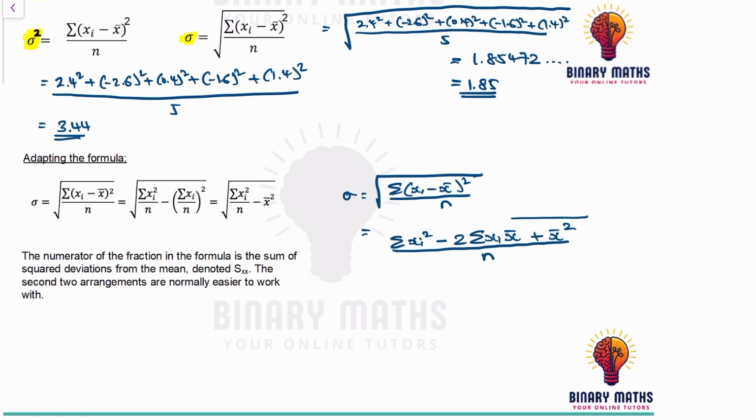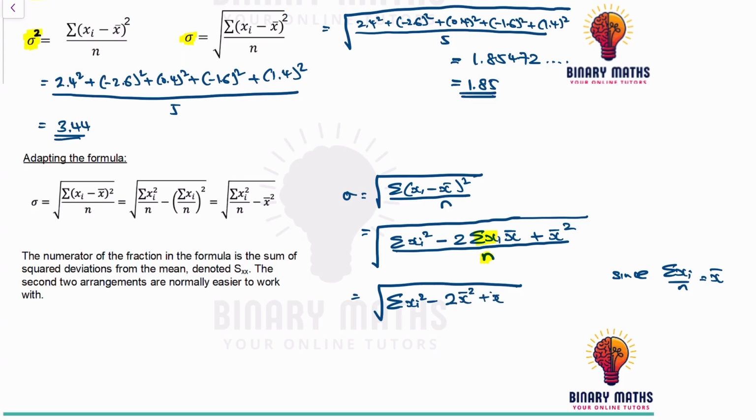So make sure the square root is included in the denominator. Now the key thing to remember is if we are doing sum of x over n, that is the same thing as x bar. Since sum of xi over n is equal to x bar, when we simplify it we get sum of xi squared minus 2 lots of x bar squared plus x bar squared all over n. Now minus 2 lots of x bar squared plus x bar squared just gives us x bar squared.